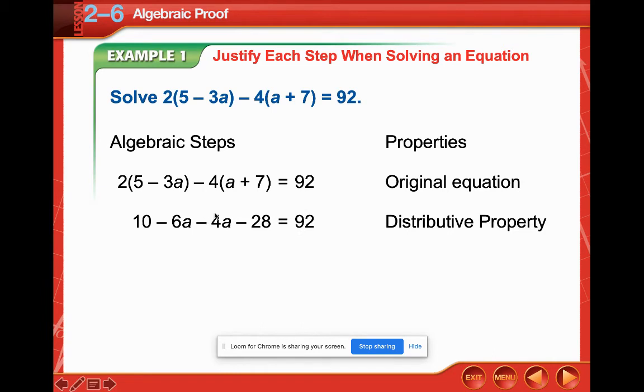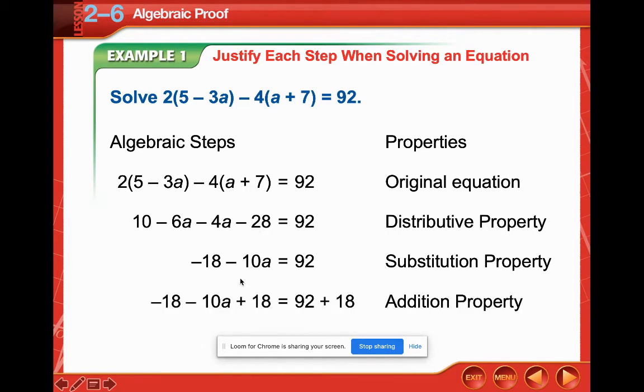All right. So then they distribute. Like I said, you would do 2 times 5 and 2 times minus 3a. You get 10 minus 6a, negative 4 times a, and negative 4 times 7. You get negative 4a and negative 28. Distributive. All right. They wrote a substitution property in here to combine your like terms. As you can see, negative 6a and negative 4a combined to equal negative 10a. 10 and negative 28 equals negative 18. Then addition property. You add 18 to both sides to get rid of that negative 18. 92 plus 18 should be 110. These 18s cancel out, and you're left with negative 10a.